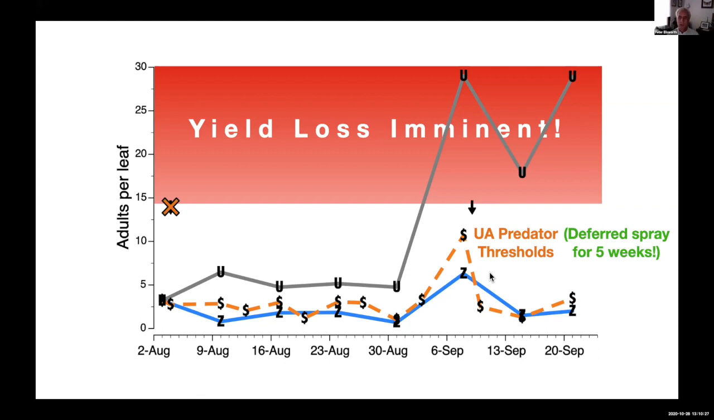So the savings there are quite obvious, and the message remains the same. We want to conserve those natural enemies to help us out in whitefly control.